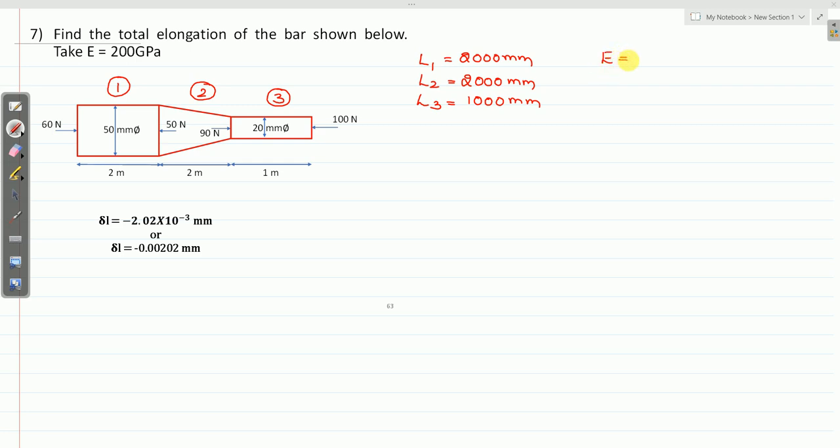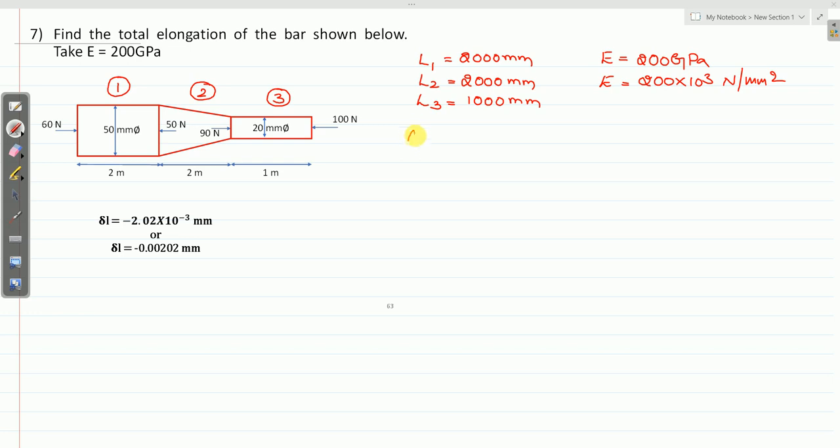Next, let me convert the Young's modulus. Young's modulus E is 200 GPa. So if you convert the Young's modulus, it will be 200 into 10 raised to 3 Newton per millimeter square.